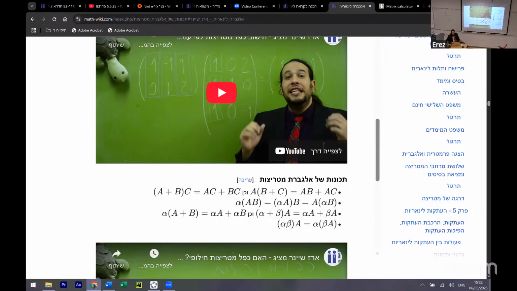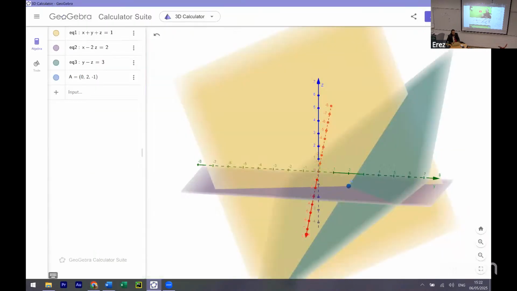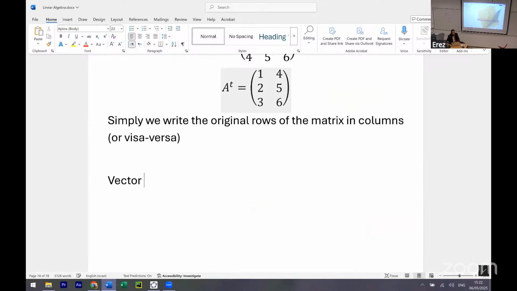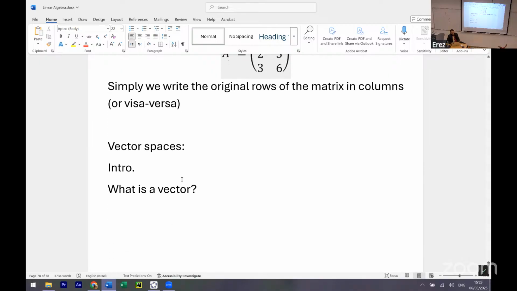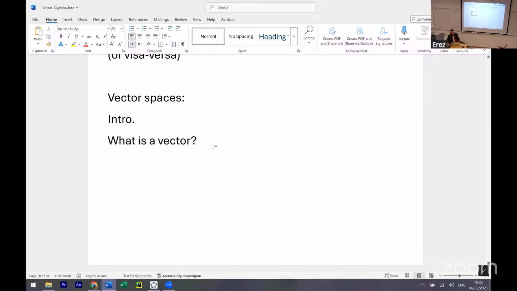So we don't have a lot of time, but we have enough time for some kind of introduction. So the subject is vector spaces, introduction. What is a vector? A matrix that has either one column or one row. That's not a general definition. Forget what we learned so far. Done. It's an element in a vector space.